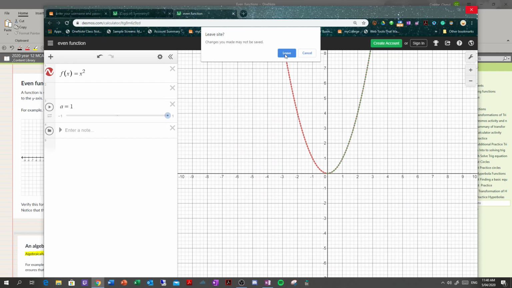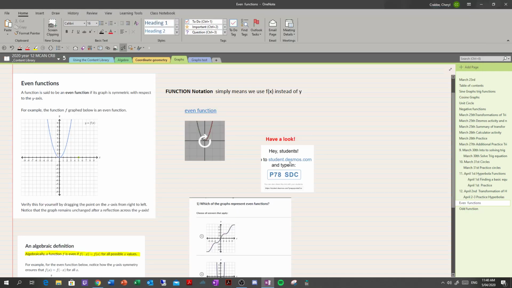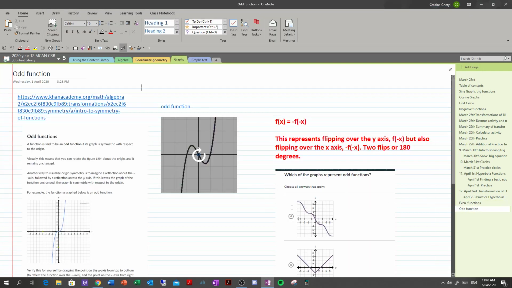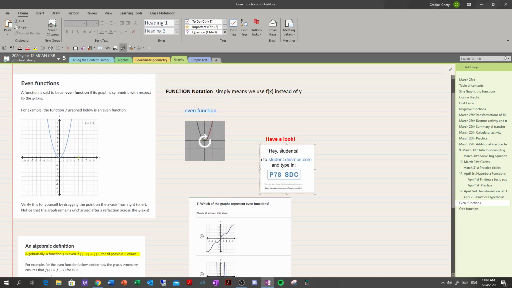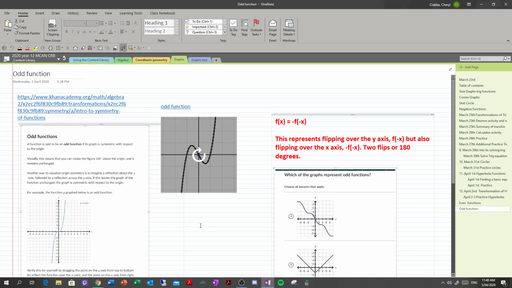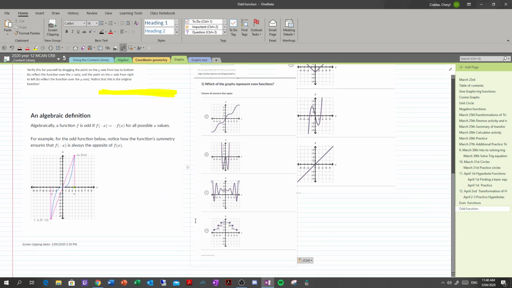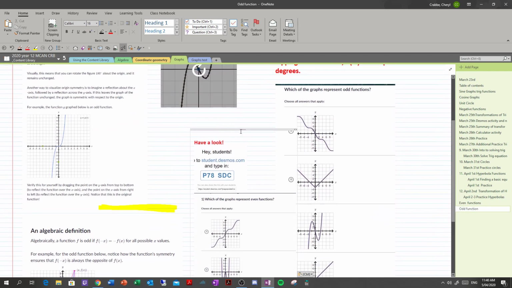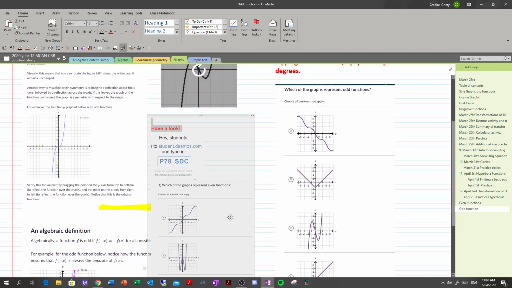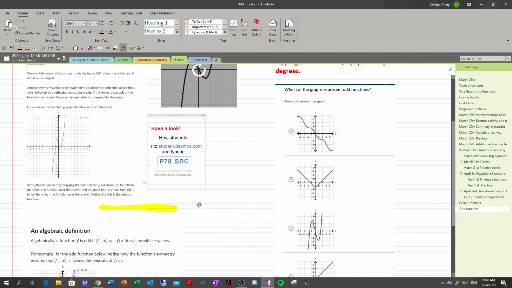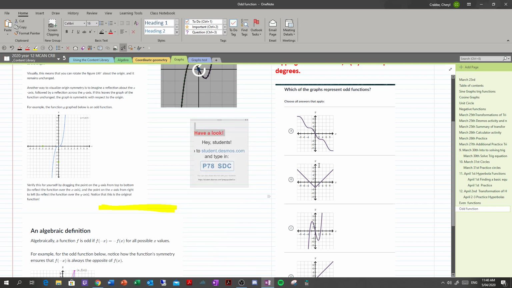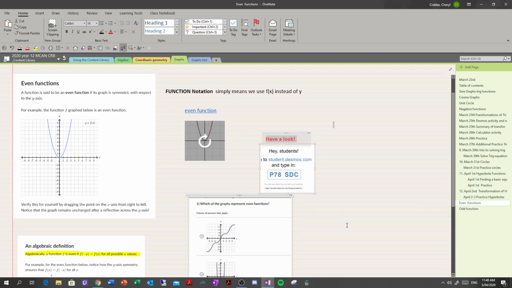So this Desmos activity basically is for both. Probably should put it at the end here more than there, because it shows both odd and even functions. But anyway, I don't want that. We'll put that in here. So even functions, they flip around the y-axis and map back onto themselves.